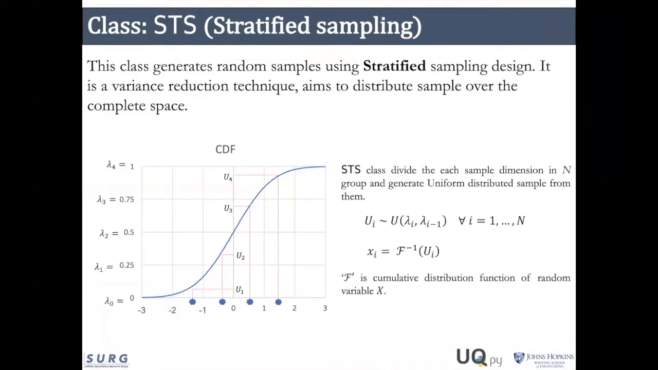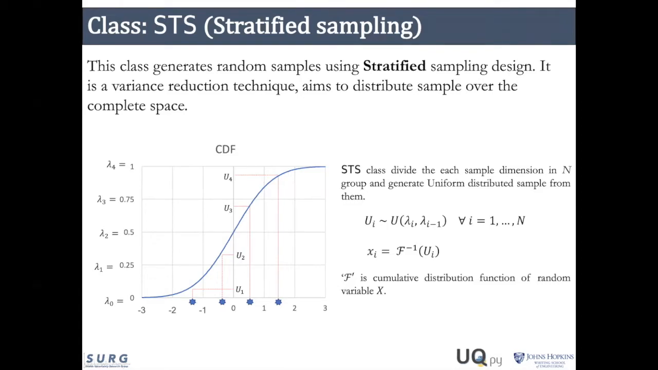Hi everyone, my name is Mohit and I'm going to take us through the STS, RSS and Simplex classes. The STS class generates random samples using the stratified sampling method. It is a variance reduction and space filling technique. To understand how it works, there is a simple example in one dimension. Basically we divide the 0 to 1 domain into n different strata. In this example, I've divided it into 4 groups, and we generate one sample from each stratum, and using inverse transformation, basically we get the samples.